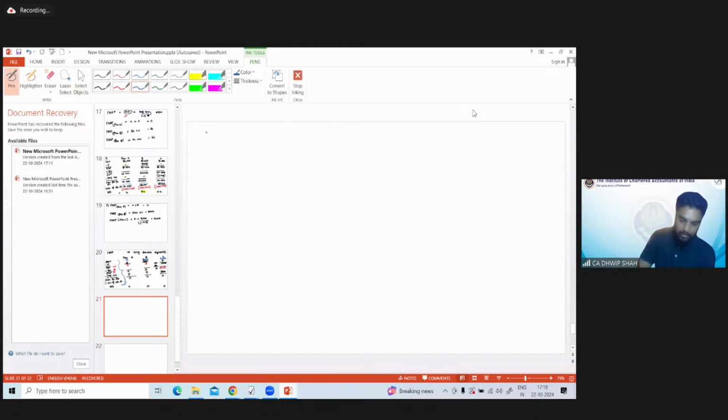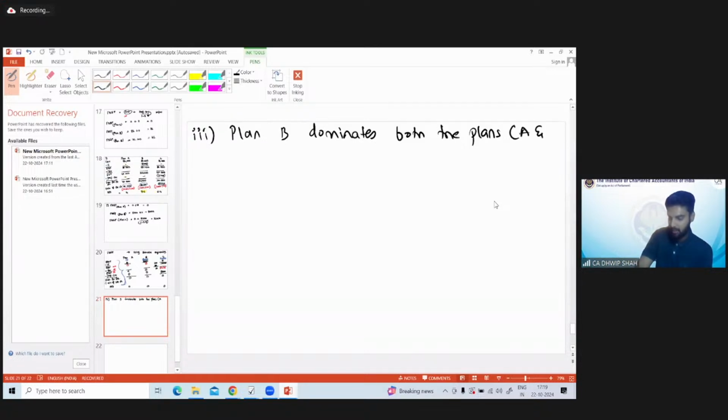Now the third part is if any of the plans dominate. So yes, plan B dominates both the plans, that is A and C.